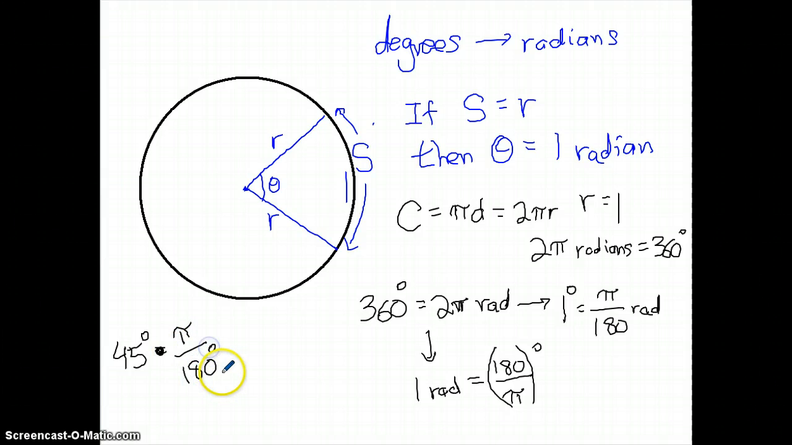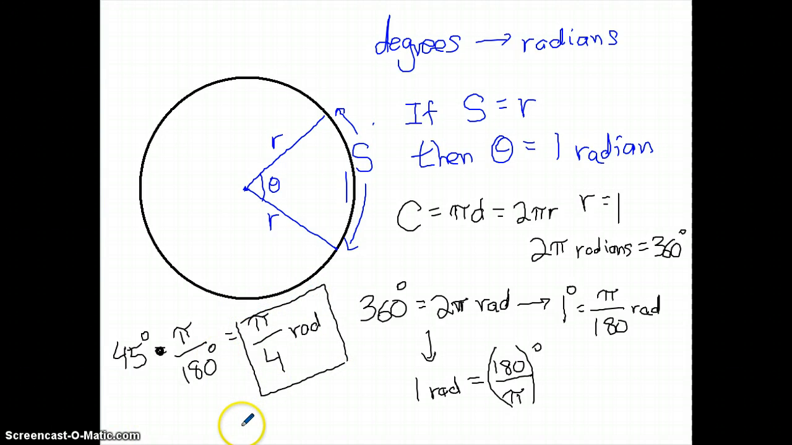And of course, now that we have degrees here, this degrees will cancel out with this degrees. And so I get pi. This will simplify to pi over 4 radians. And like I said, normally you're not going to see radians written out. I would just write this as pi over 4. But that's how you convert degrees to radians.